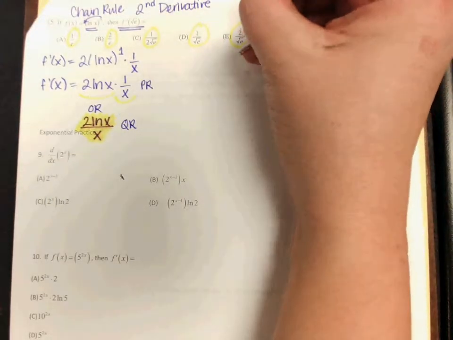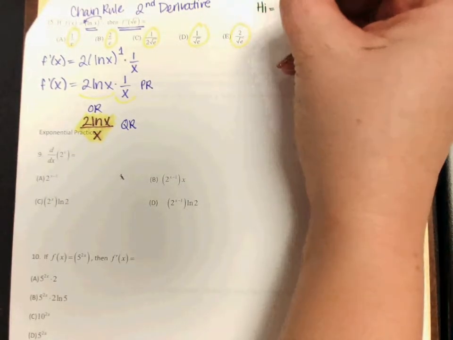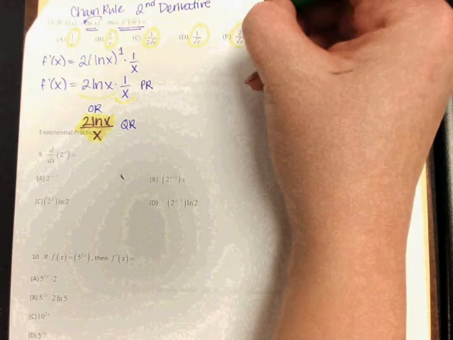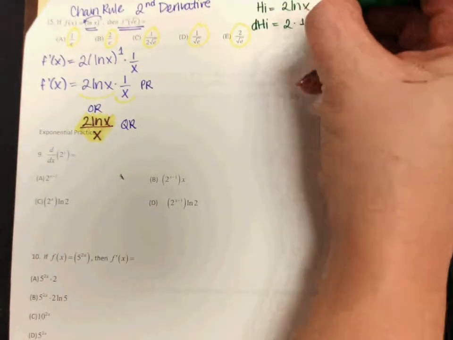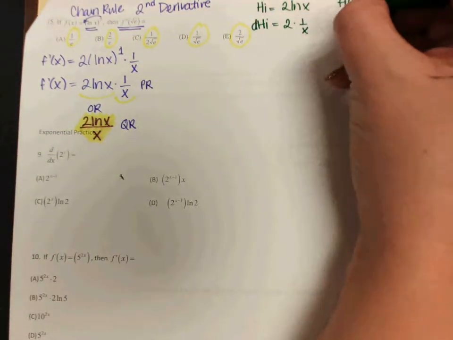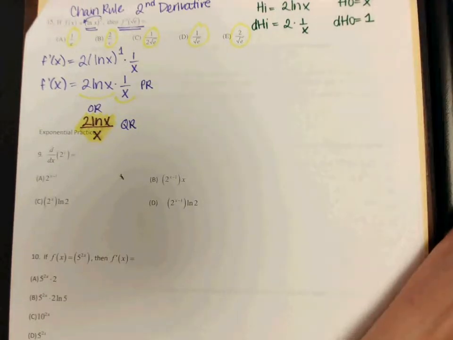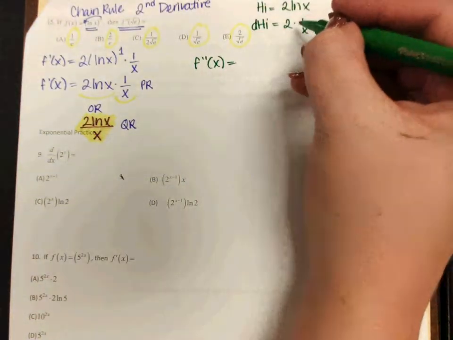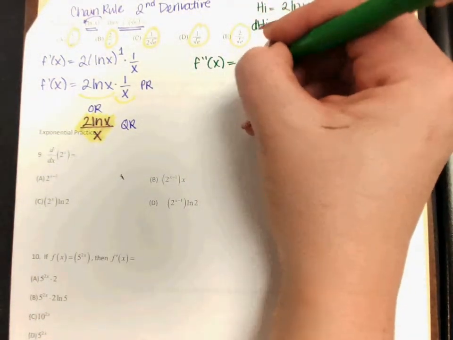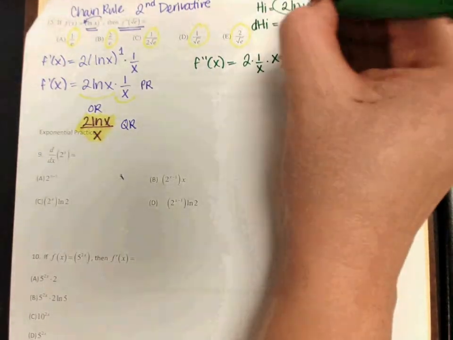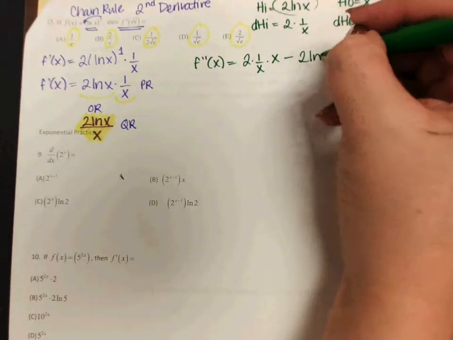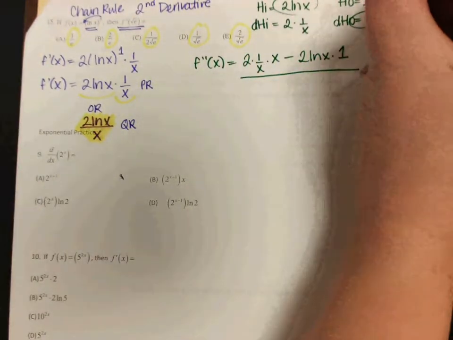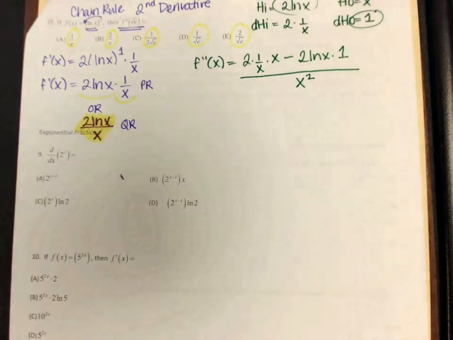So my high is going to be 2 ln x. My ho is going to be x. Well, then my d high is going to be 2 times 1 over x. My d ho is going to be 1. So that makes f double prime of x. Ho d high would be 2 times 1 over x times x minus. High d ho would be 2 ln x and then times 1, which you don't even have to put if you don't want to. Then divided by ho squared would be x squared.